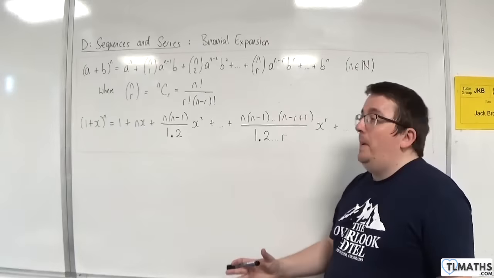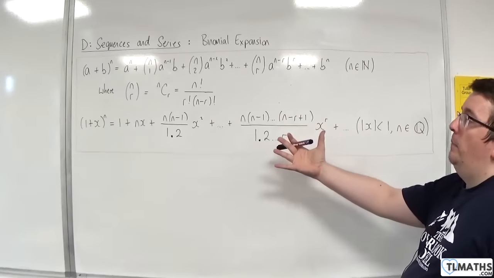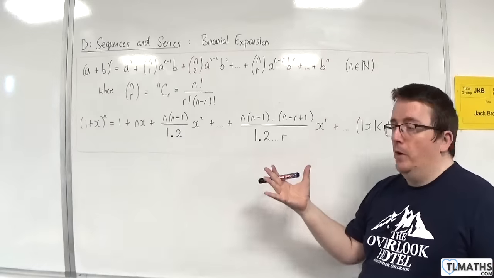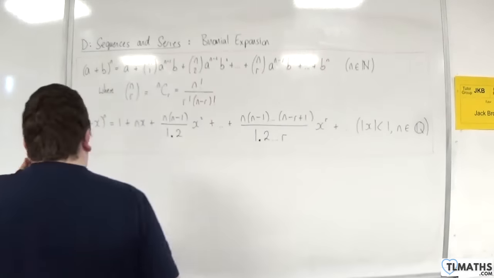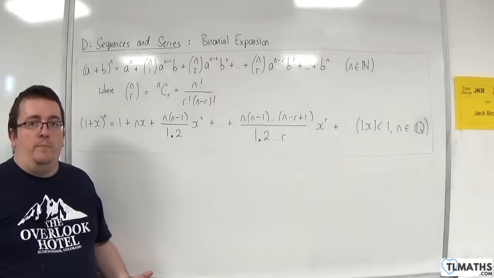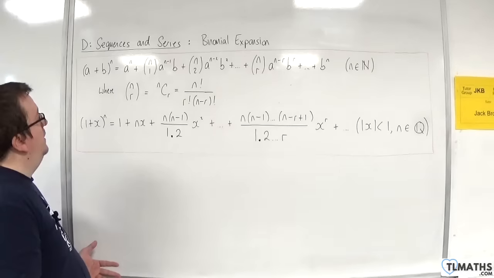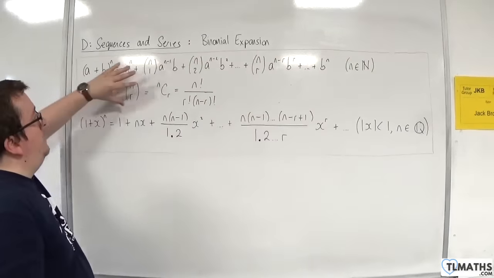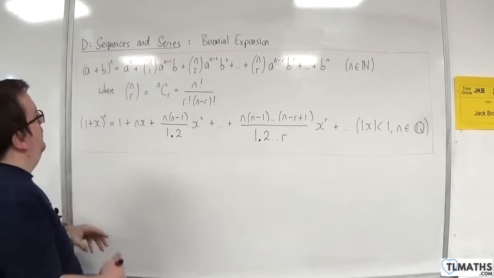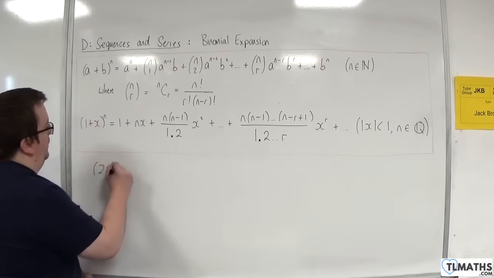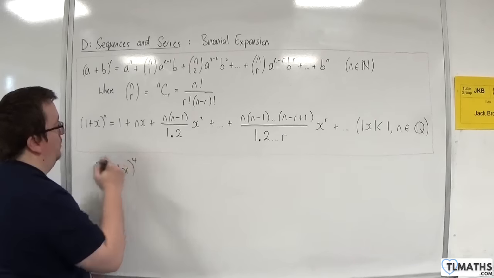Now with binomial expansion, this is what's given to you in the formula booklet. Now I've taken this from the AQA formula booklet because that's the exam board that I teach, but you will see something similar to this in your exam board's formula booklet as well. Now this bit here is likely what you did in your first year of A-level maths. So this is the formula that you would use for something like (2 + 3x)⁴.